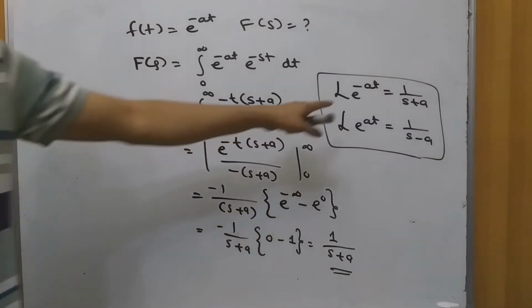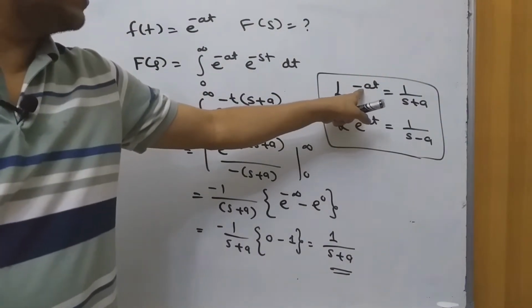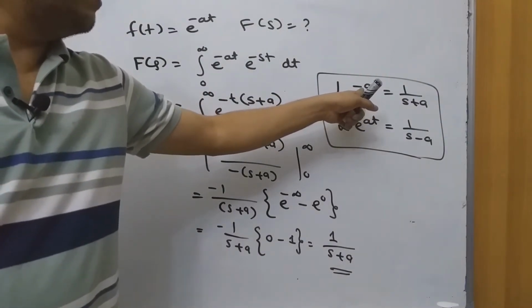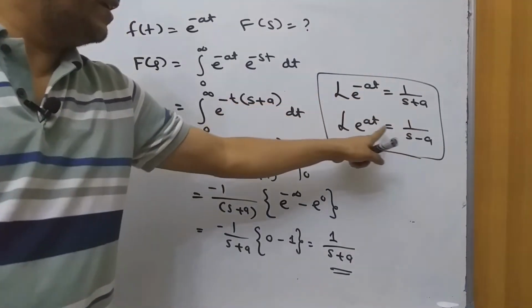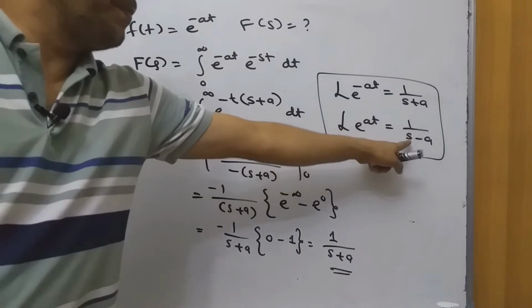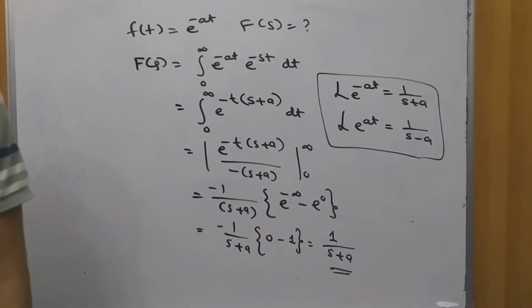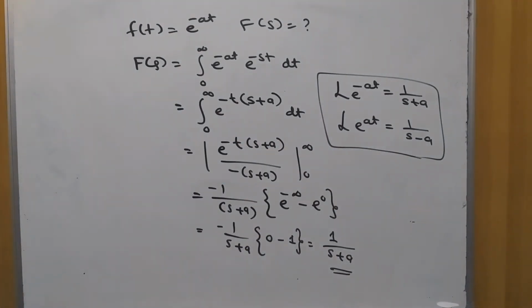So when there is a minus sign, that is, minus polarity here, you will have s plus a, and when we have plus here, then it is 1 by s minus a.